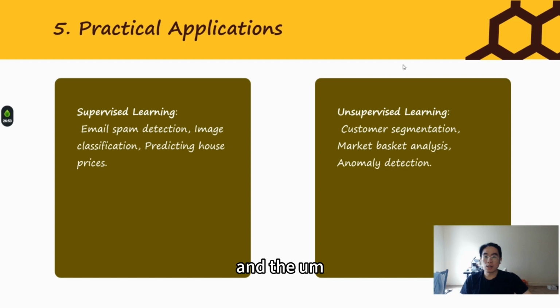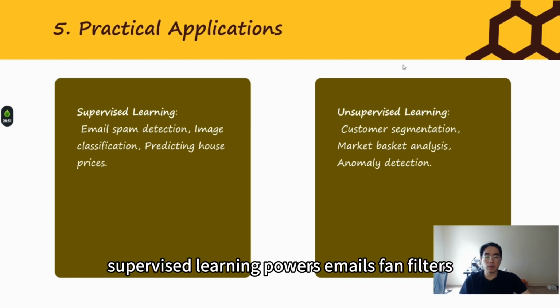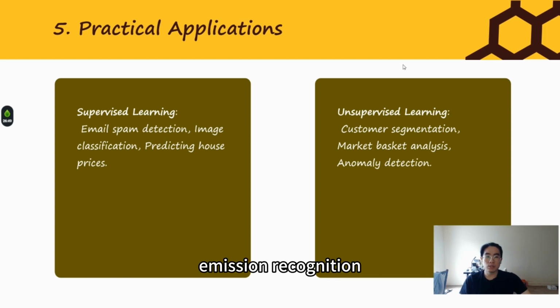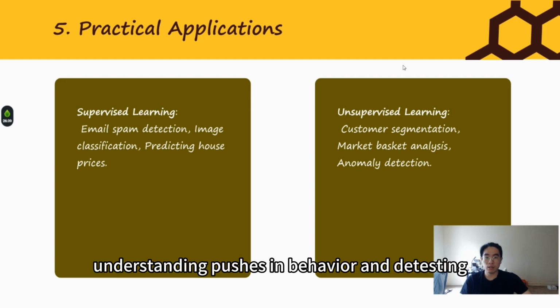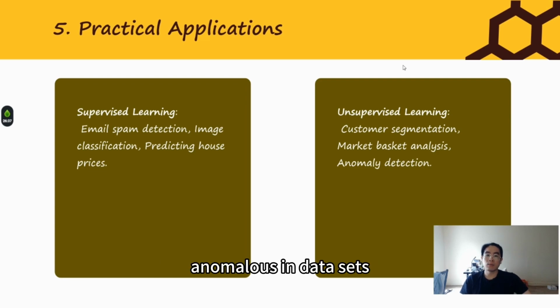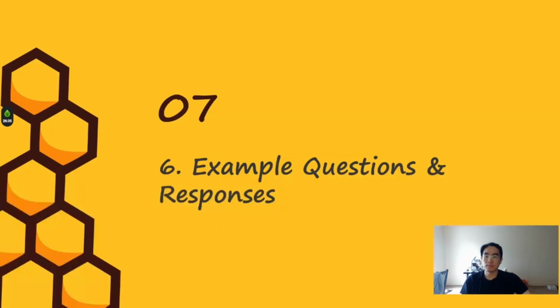And supervised learning powers email spam filters, image recognition, and stock market predictions. Unsupervised learning helps in customer segmentation, understanding purchasing behavior, and detecting anomalies in datasets.